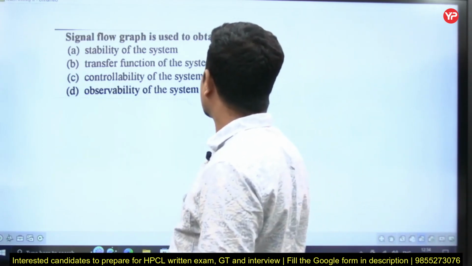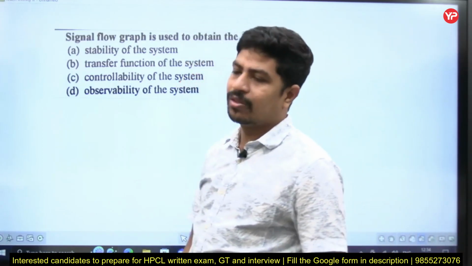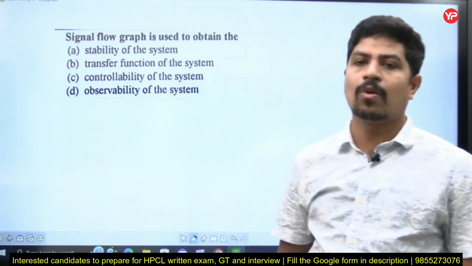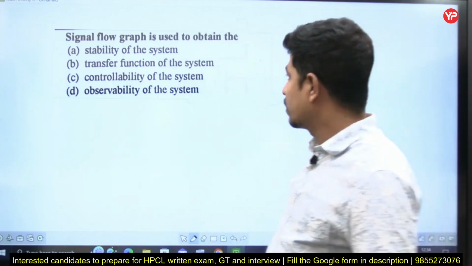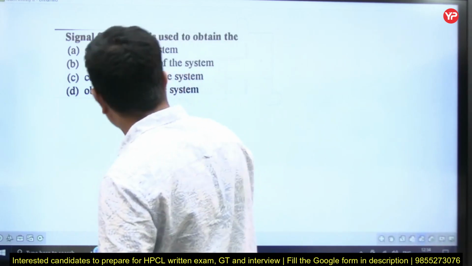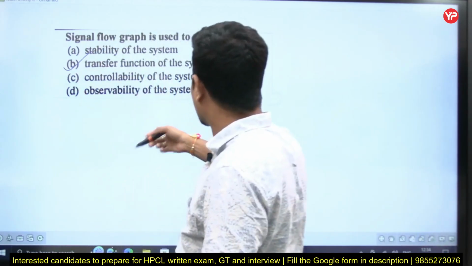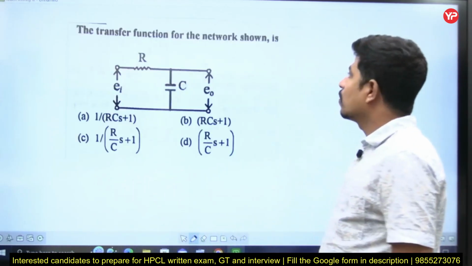Signal flow graph is used to easily obtain the transfer function. The main purpose of signal flow graph and block diagram is to find the transfer function of the system. Stability of the system, no. Transfer function of the system, yes. Not controllability, not observability, right? Let's go to the next question.